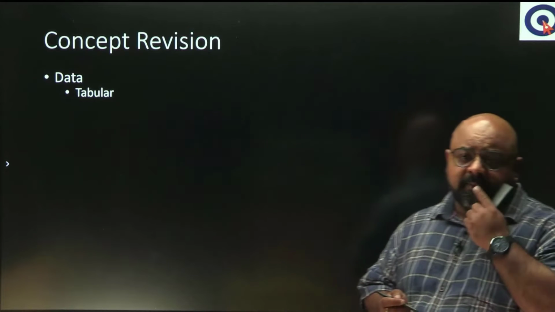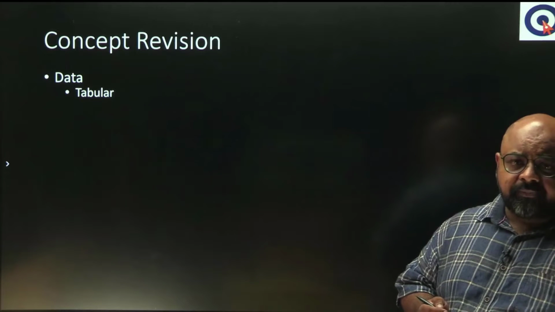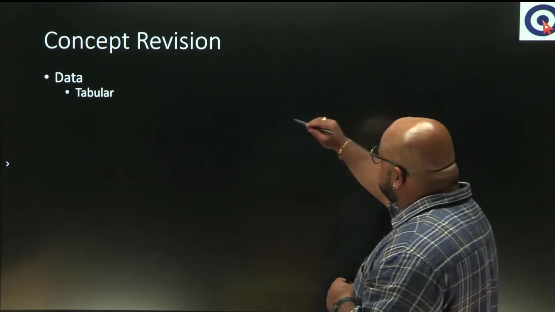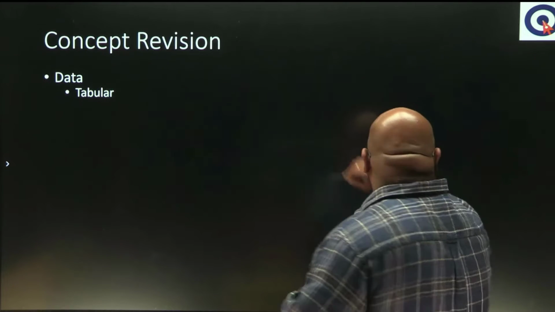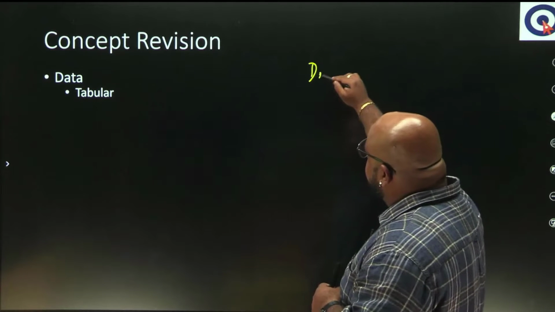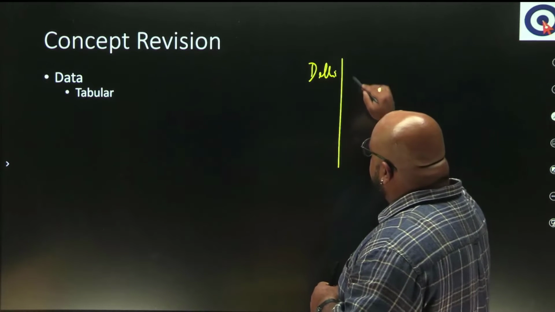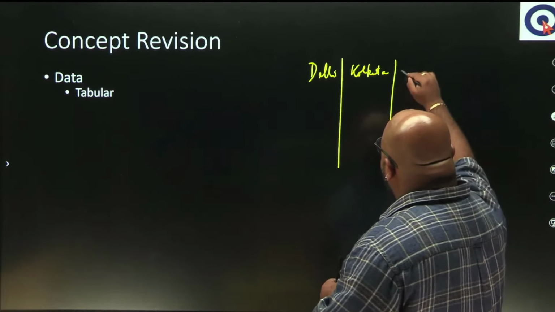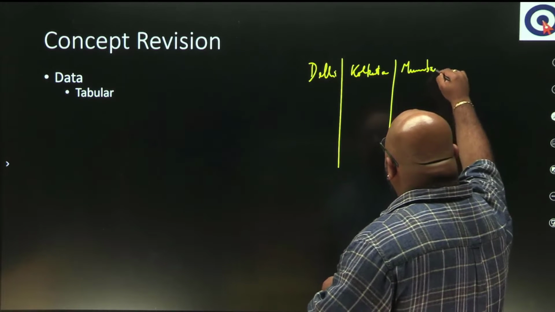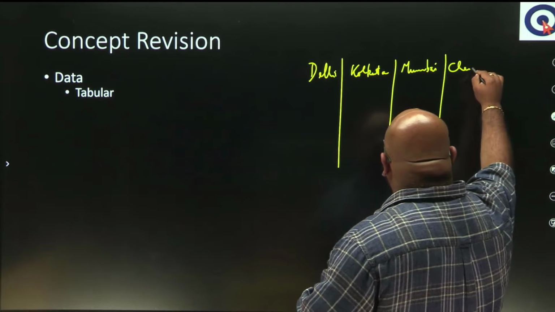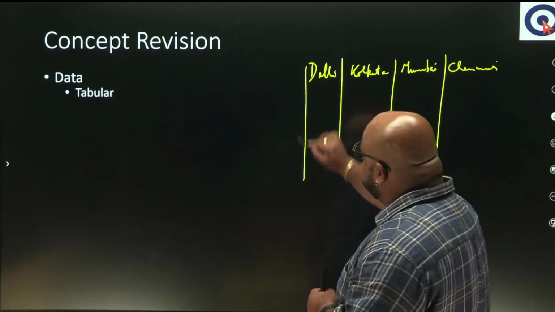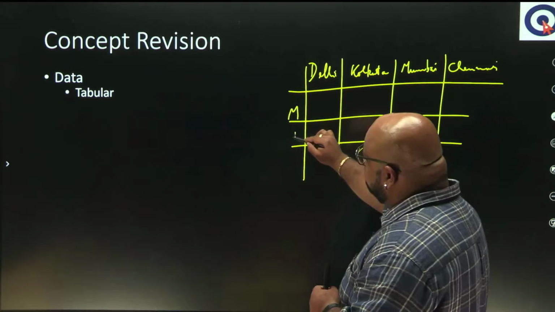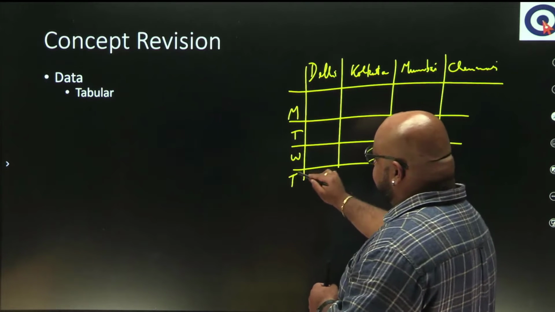For example, if I plot, say, daily temperature for cities, maybe the cities are, say, Delhi, Calcutta, Mumbai, and say Chennai, right? And for these cities, I am writing the temperatures for Monday, Tuesday, Wednesday, Thursday, 4 days.